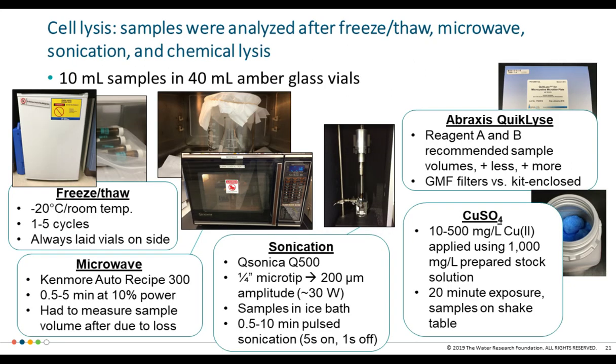So the methods we looked at were freeze-thaw, microwave, sonication, and chemical lysis. We selected these methods after a careful comb through the literature and found that these were commonly used. To assess these, we were looking at 10 ml samples of the Cyanobacteria suspensions placed in 40 ml amber glass vials. When we looked at freeze-thaw, we were using a standard laboratory freezer at negative 20 degrees Celsius, and for thawing, we did this at room temperature.